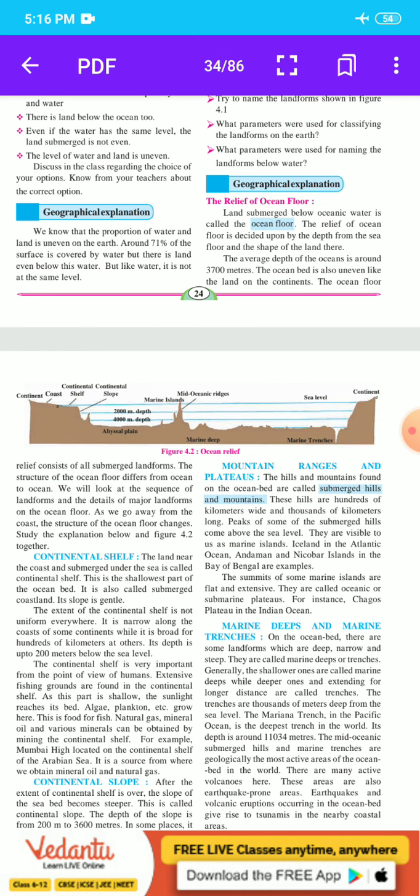What is this continental shelf? The land near the coast and submerged under the sea is called the continental shelf. What is meant by continental shelf? The land which is near the coast and submerged under the sea is called the continental shelf. Did you understand, students?